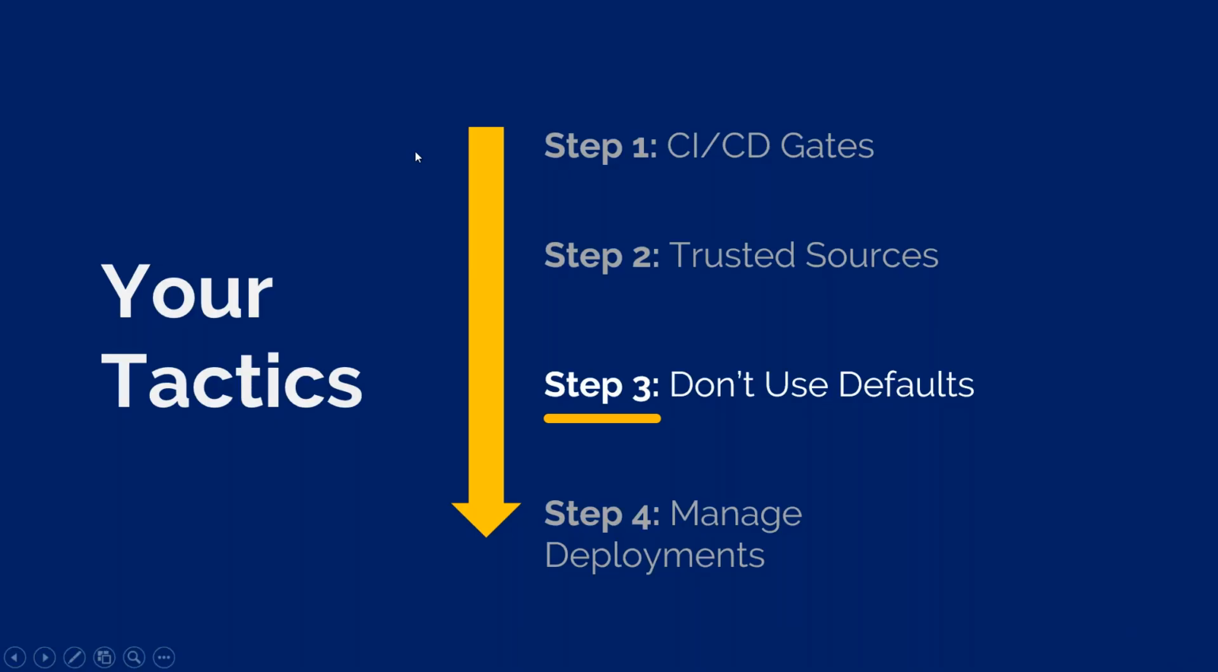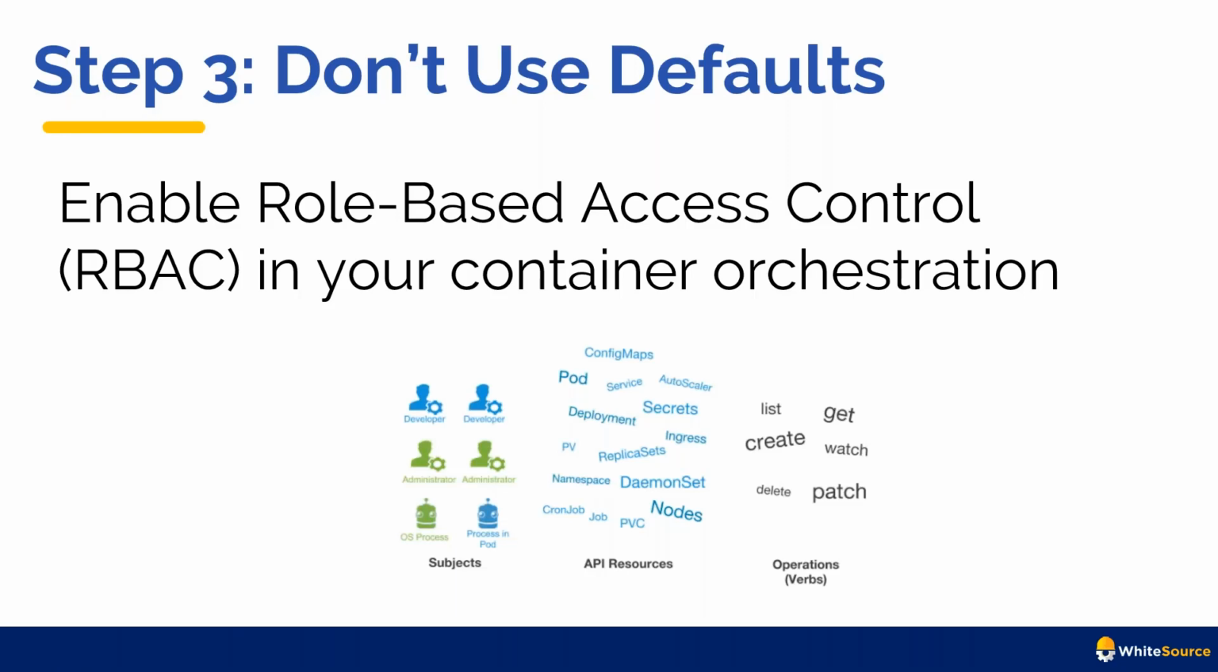The next step is don't use defaults. And this is a very important step. It's relevant mostly to the container orchestrator part. So whether you're using Kubernetes or ECS or Rancher or Docker Swarm or any other solution, basically, there are some defaults. And sometimes these defaults are not very secure. So this is an example from Kubernetes, which probably most users are using today.